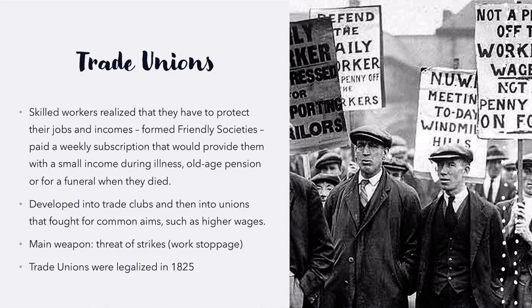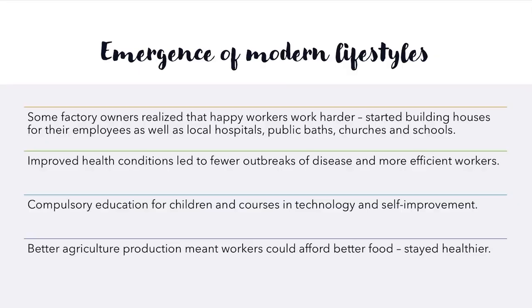Okay, so trade unions, a little bit more additional information here. Skilled workers realised that they needed to protect their jobs and their incomes because otherwise they would just get exploited continually by the owners of these businesses. So these friendly societies developed into trade clubs and then into unions. Now their main weapon is the threat of strikes, and I'm sure we all know what a strike is: stopping work until they can get the rights they feel they're entitled to.